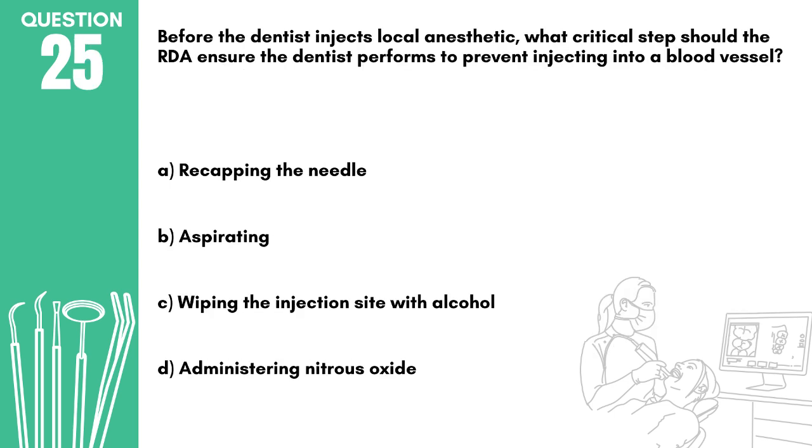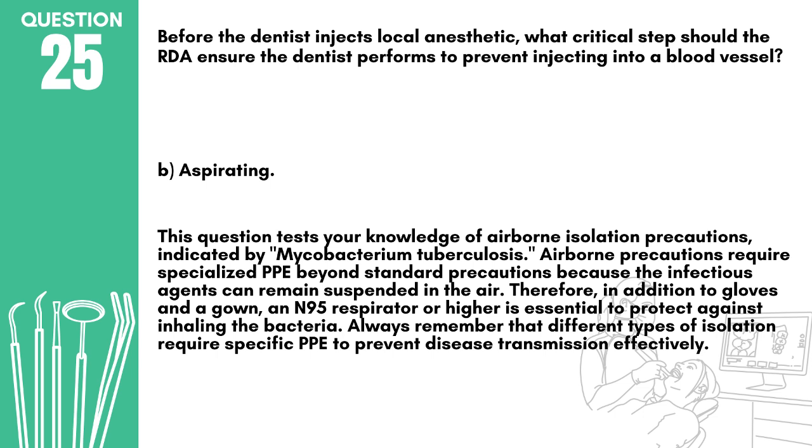Question 25. Before the dentist injects local anesthetic, what critical step should the RDA ensure the dentist performs to prevent injecting into a blood vessel? A. Recapping the needle. B. Aspirating. C. Wiping the injection site with alcohol. D. Administering nitrous oxide. Answer: B. Aspirating. This question assesses your understanding of local anesthesia administration and patient safety. The keyword "prevent injecting into a blood vessel" points to a vital safety measure.